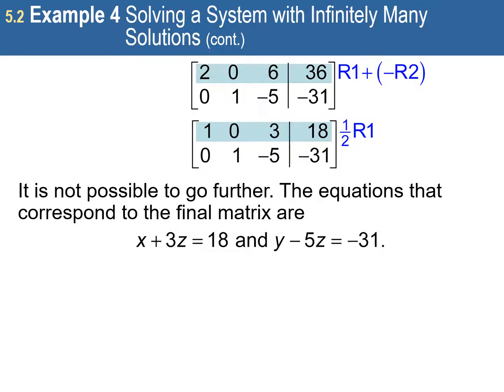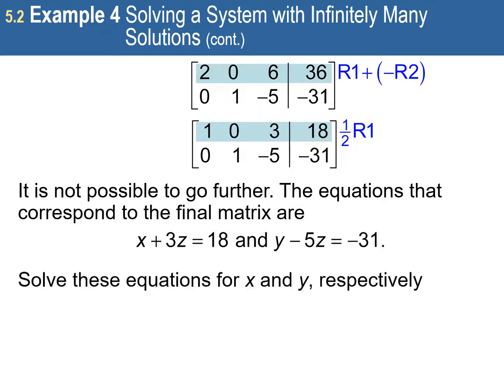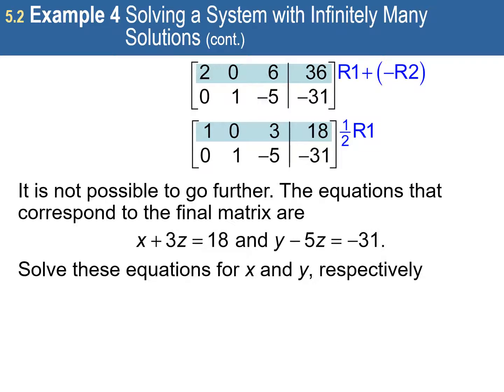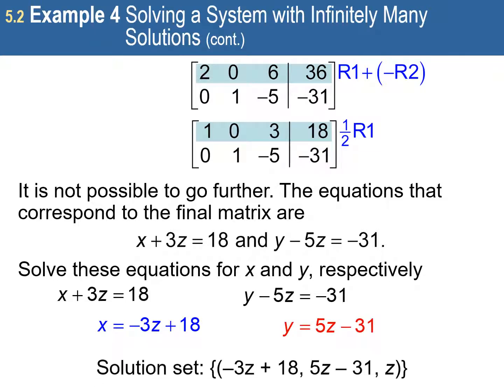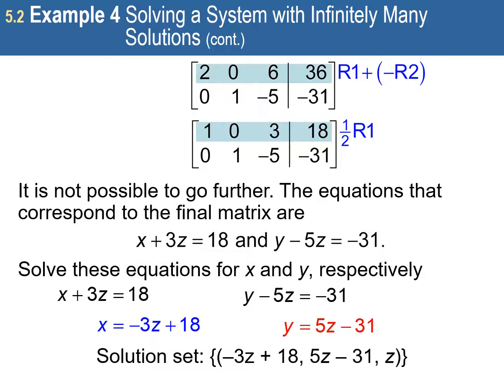So the equations that correspond are x plus 3z equals 18 and y minus 5z equals 31. You can solve these for x and y and get x is minus 3z plus 18 and y is 5z minus 31. And so the solution set is (minus 3z plus 18, 5z minus 31, z).